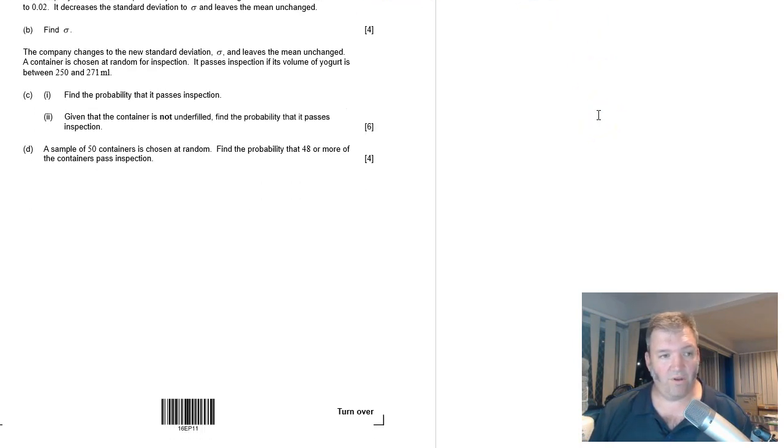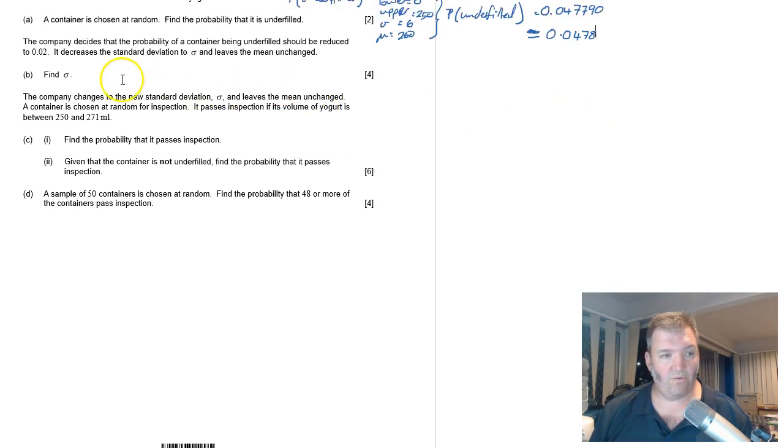On to question 2, or part B, sorry. The company decides that the probability of a container being underfilled should be reduced to 0.02. That'll be a good reduction. It decreases the standard deviation to sigma and leaves the mean unchanged. Find sigma. Find the new standard deviation.